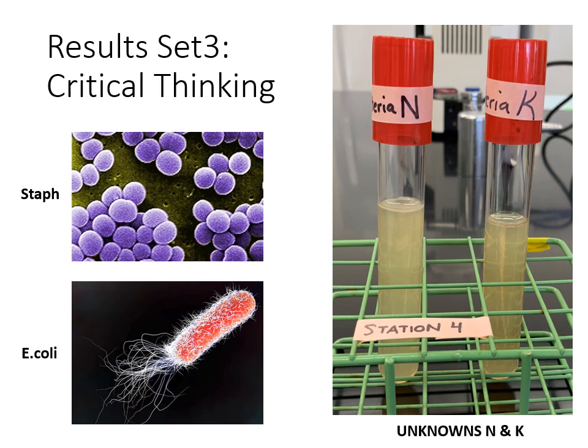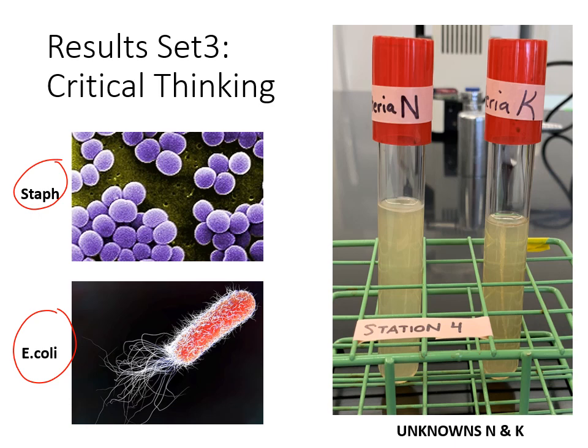You then have results set 3, which instead of enteropluri is now focusing on motility. So with this, it's critical thinking. So I gave you a picture of what staph looks like, which you're all very familiar with, those grape-like clusters, and also what E. coli looks like. And notice the difference between the two.